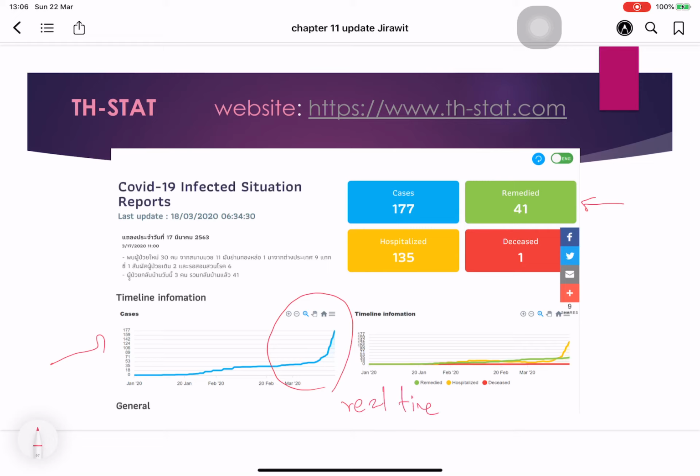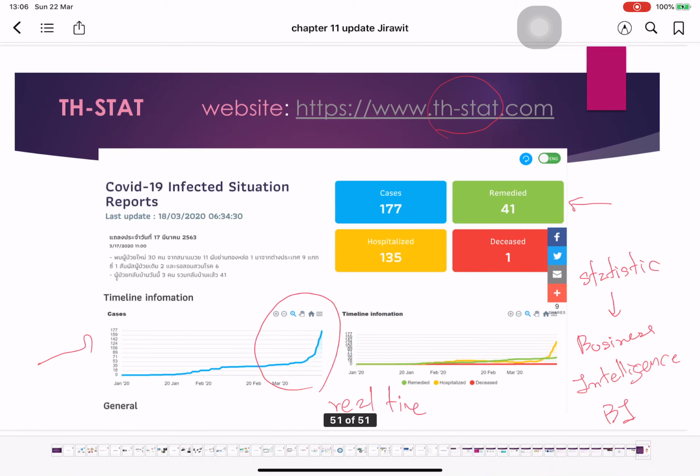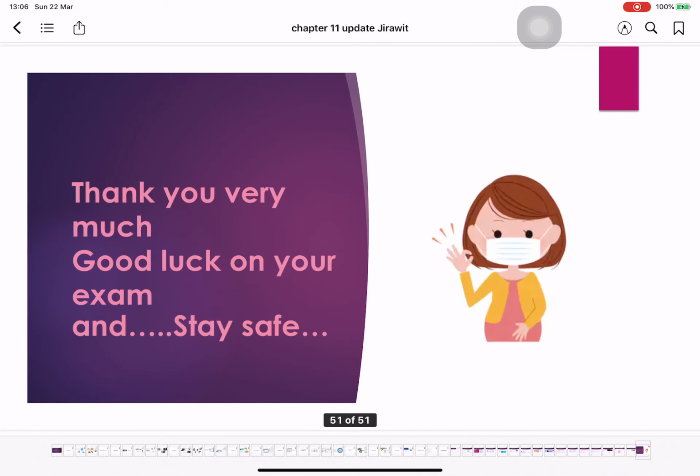Okay, this is about statistics, or we can call it business intelligence, BI. Okay, this is chapter 11.